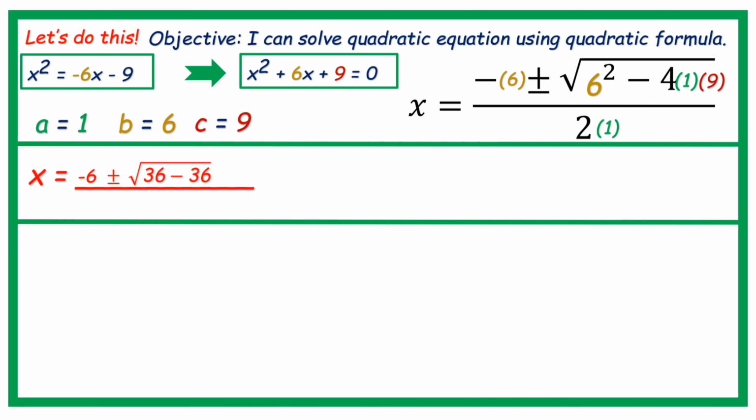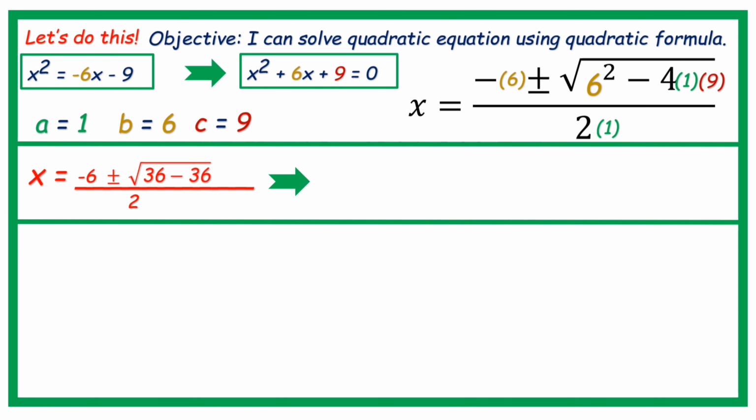Look at the quadratic formula on the top right. 6 squared is equal to 36. Got it? Then 1 times 9 is 9, times 4 is 36. There's the answer. That is where you get it. Then 2 times 1, the answer is 2.